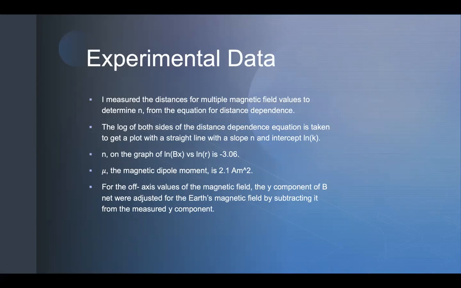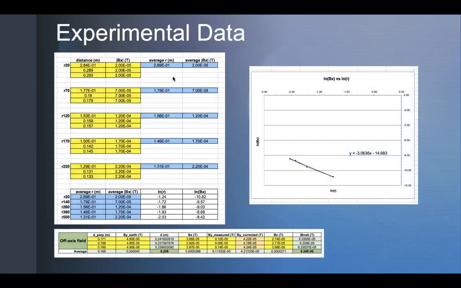For the off-axis values of the magnetic field, the y component of B net was adjusted for Earth's magnetic field by subtracting it from the measured y component. Here's my data right here.